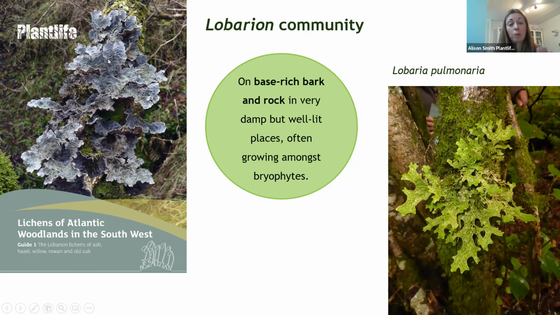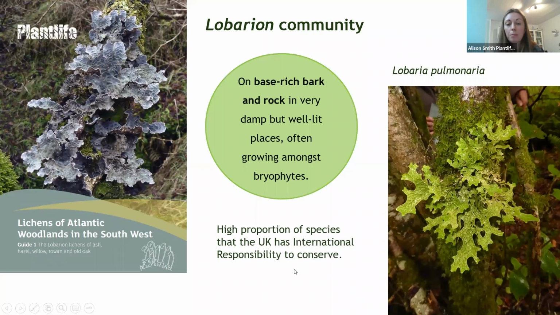We have places where we're working here in southwest England where the woodland managers are saying they need to fell hundreds of ash trees for safety reasons, and many of them have Lobarion lichens on them, or could have, but the trees haven't been surveyed. So we're kind of in this crisis situation where we need to try and mitigate those impacts on this really important lichen community. A high proportion of the species that are in the Lobarion lichen community in our temperate rainforests, we have an international responsibility to conserve them.